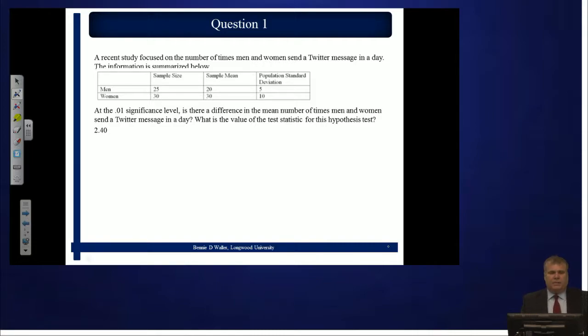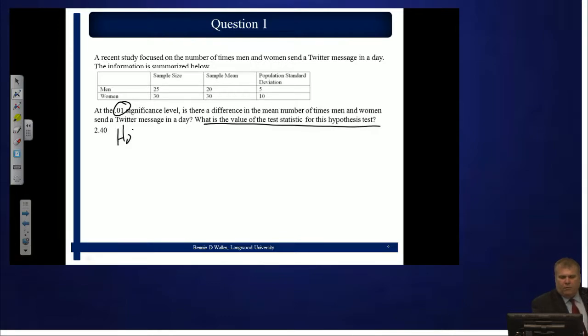Quiz number 1 here says a recent study focused on the number of times men and women send Twitter messages in a day. The information is summarized as follows. At the 1% level of significance, so we know alpha is 0.01, is there a difference in the mean number of times men and women send a Twitter message in a day? What is the value of the test statistic for this hypothesis test?